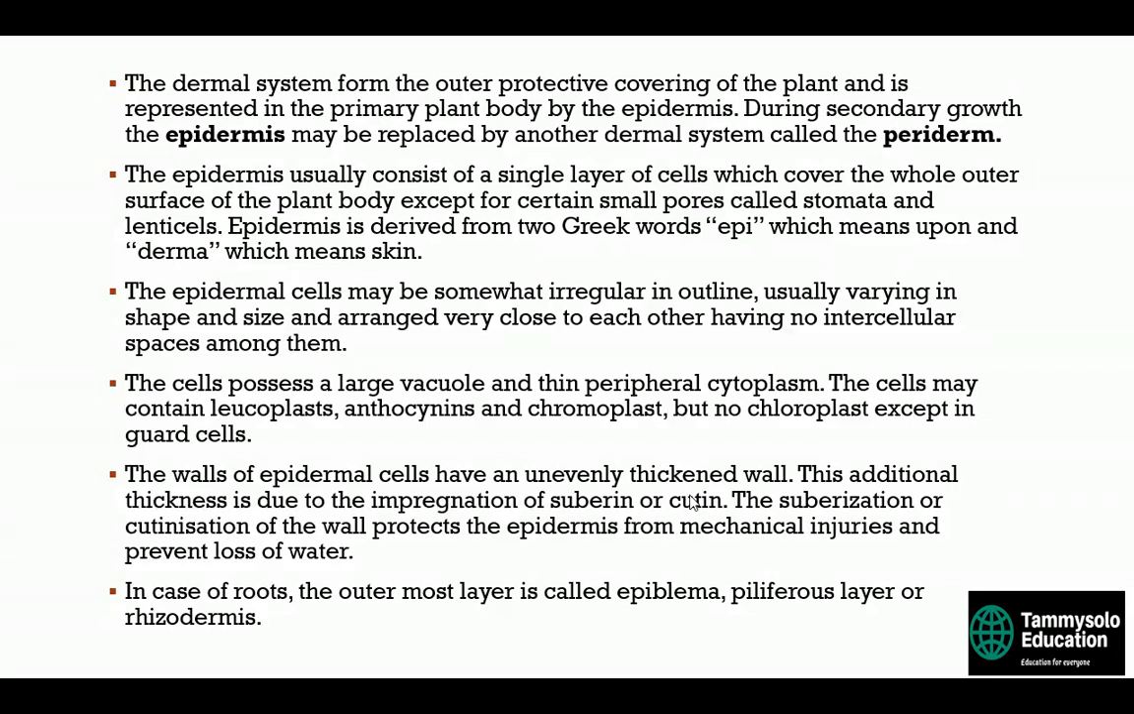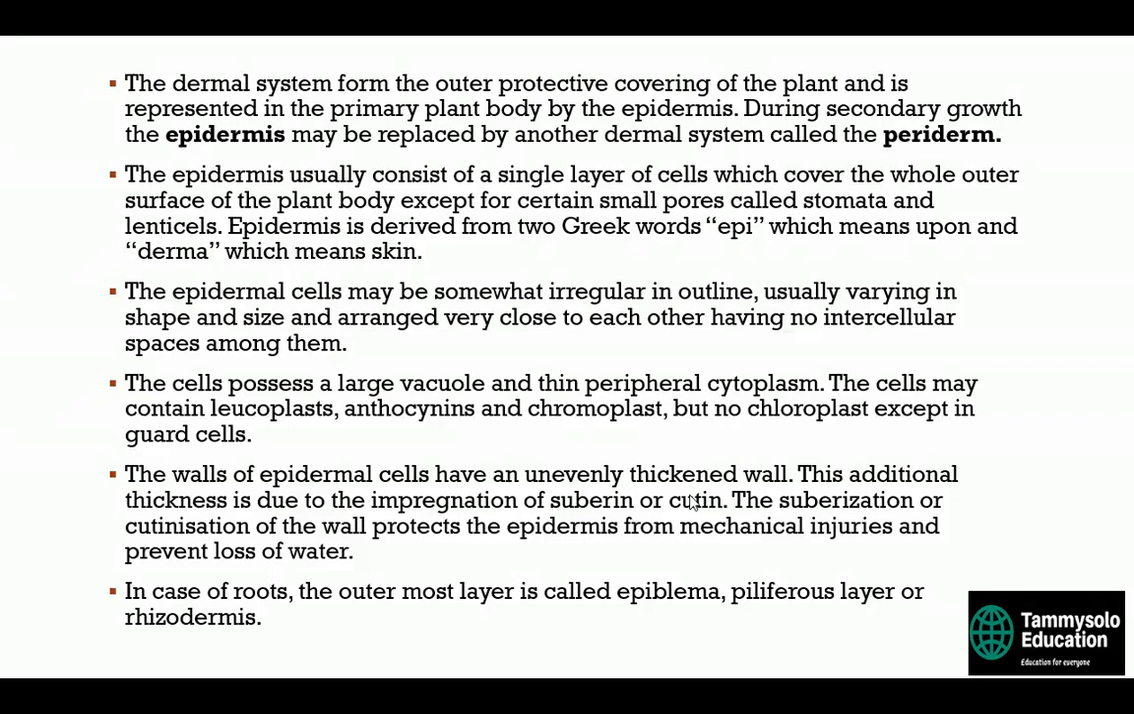The epidermal cells may be somewhat irregular in outline, usually varying in shape and size, and arranged very close to each other, having no intercellular spaces among them. The cells possess a large vacuole and thin peripheral cytoplasm. The cells may contain leucoplasts, anthocyanins, and chromoplasts, but no chloroplasts except in guard cells. So generally the epidermis does not have chloroplasts except in the guard cell areas.